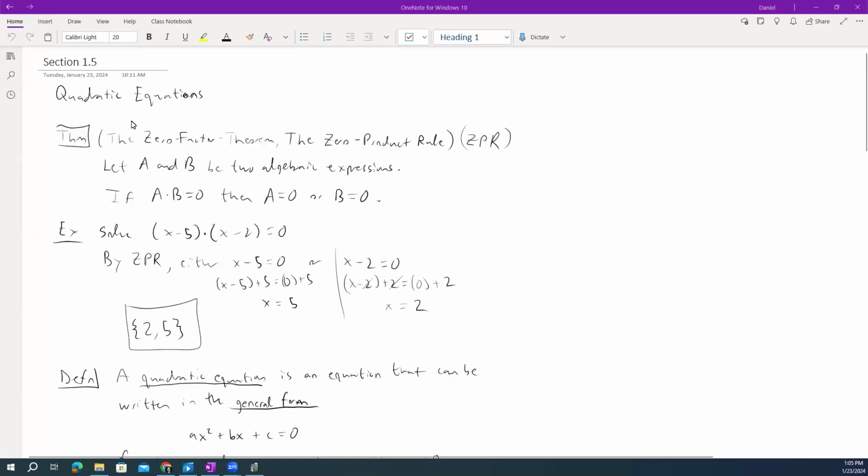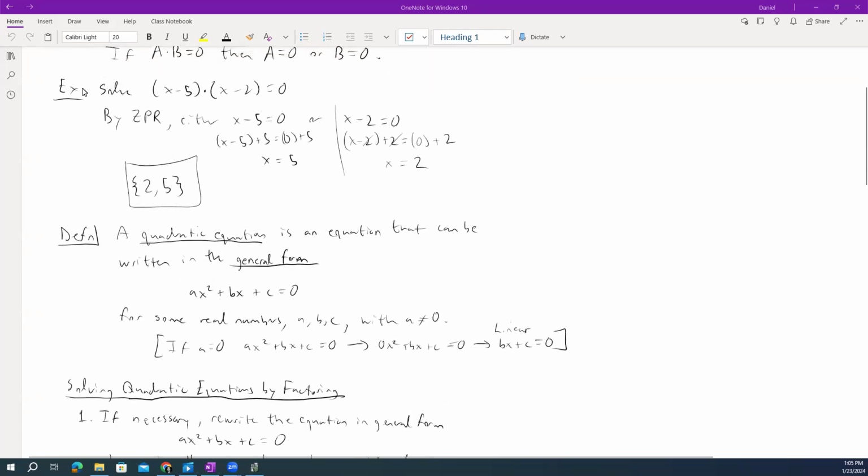Okay, so we didn't get very far in section 1.5 yet. We were covering quadratic equations. And we started off talking about the zero factor theorem, also known as the zero product rule, right? So let's let A and B be two algebraic expressions. It can be anything you want. If A times B is equal to zero, then A equals zero or B equals zero. One of those things has to be true at least, right?